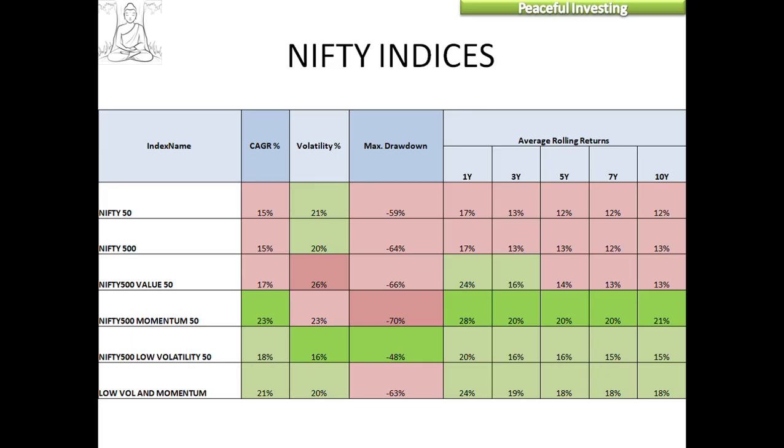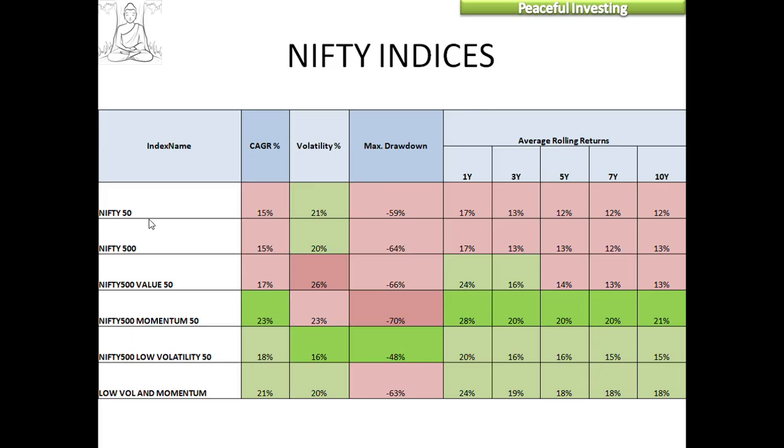Then we'll look at the Nifty 500 Low Volatility 50. In this index, the top 50 companies based on volatility are selected from the universe of the top 500 companies based on market capitalization. Those stocks are selected into this index which have the least volatility. Then we will look at the combination of low volatility and momentum. We'll come to that in a moment. All right.